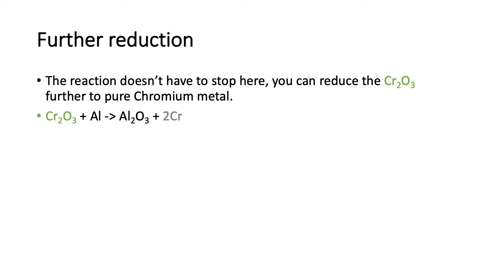You do this by mixing it with some aluminium powder and lighting it on fire with a match, and that should give you chromium metal and aluminium oxide. So these are the methods for that reaction.